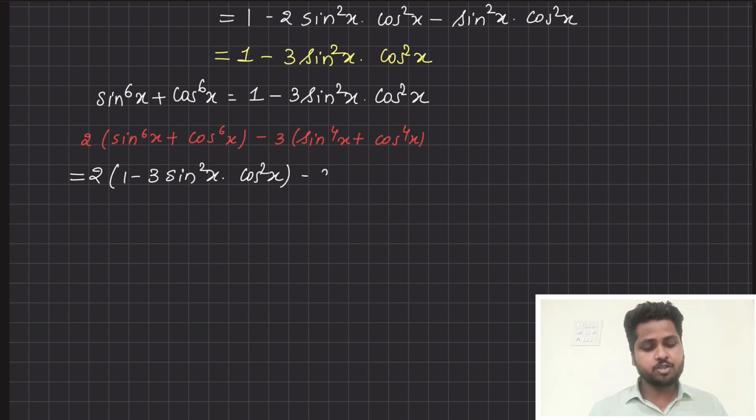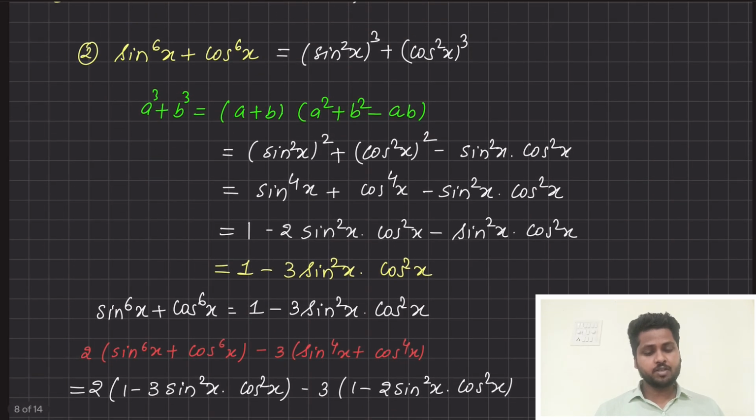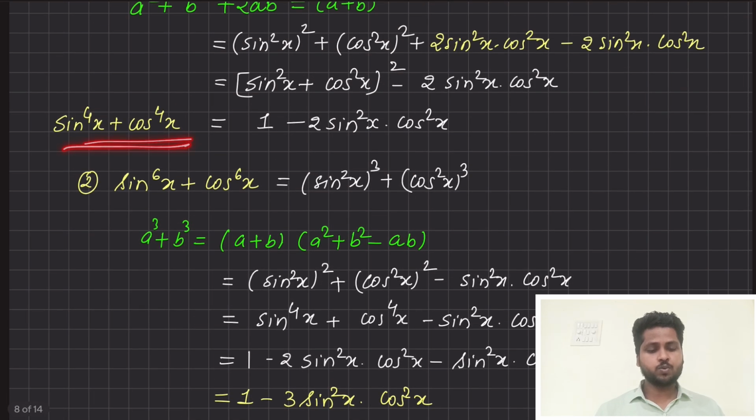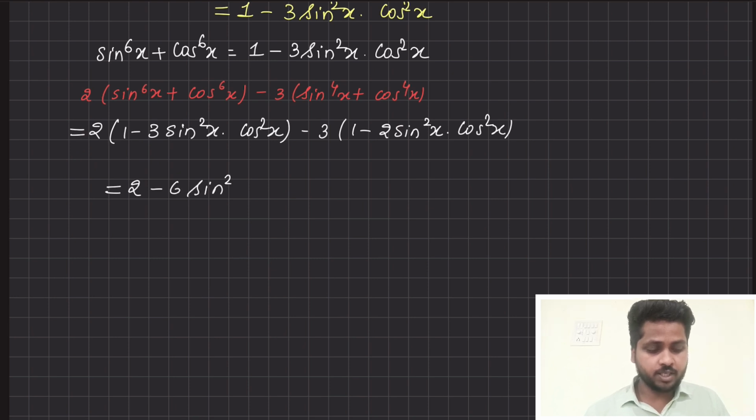Then minus 3 times sine raised to 4 plus cos raised to 4, which is 1 minus 2 times sine square x into cos square x. Let me check whether the values are correct. Here sine raised to 6x plus cos raised to 6x is nothing but 1 minus 3 times sine square into cos square, and sine raised to 4x plus cos raised to 4x is equal to 1 minus 2 sine square into cos square. Yes. Let us solve. This 2 will multiply inside the bracket, 2 into 1 and 2 into 3. 2 into 1 is 2, minus 6, and the rest part is the same.